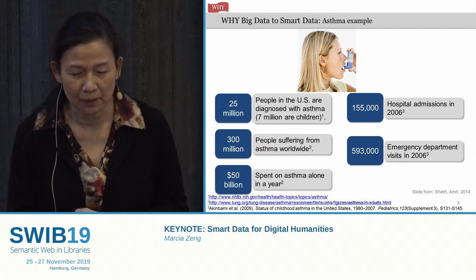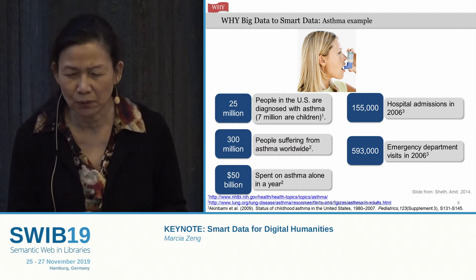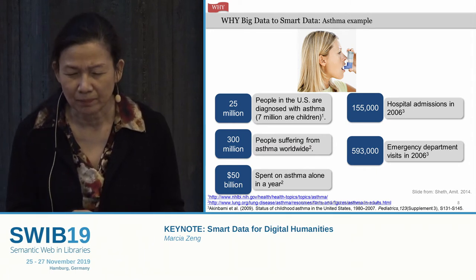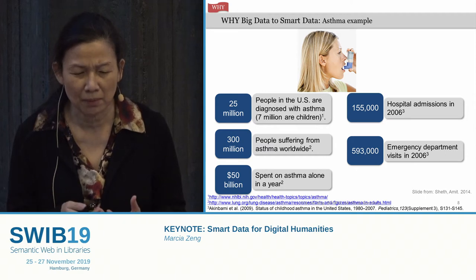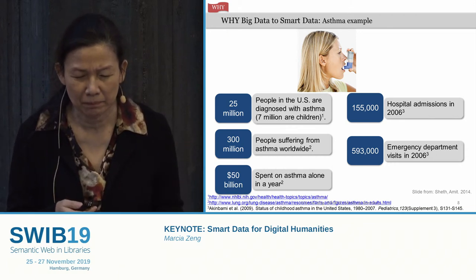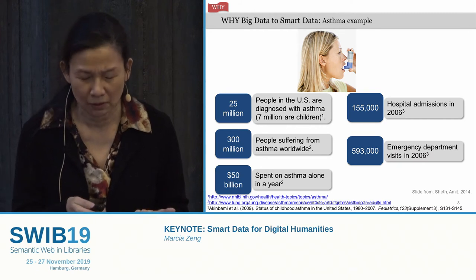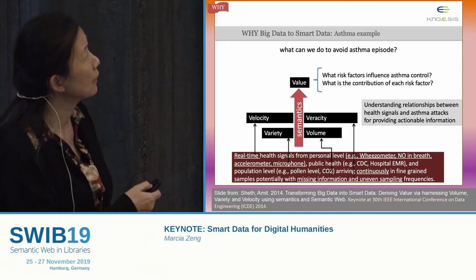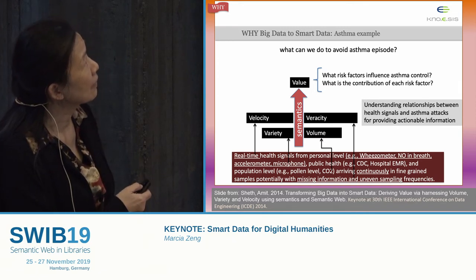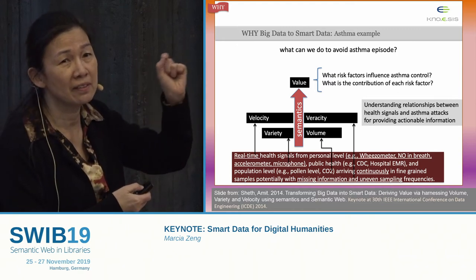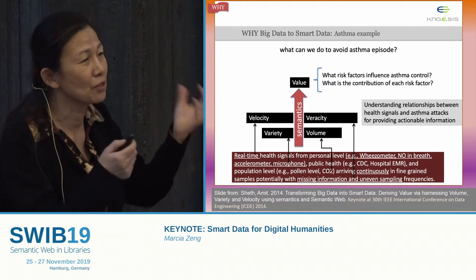I want to borrow the example of a keynote speech at the 2014 IEEE conference, the International Conference on Data Engineering. The keynote used one of the examples, the asthma example, a huge number of people, 25 million people had the problem, and how many billions of dollars have to be used, all kinds of information collected. So now if we look at what the view is there, you get a lot of data, different kinds of data, different quality of data, and the speed, they come in less than a second, a huge amount of data.